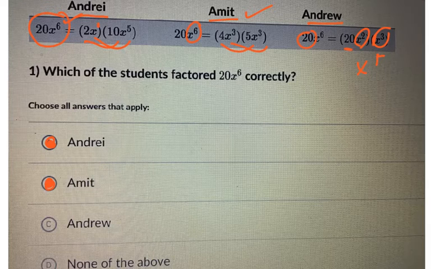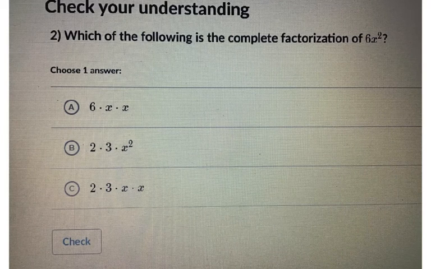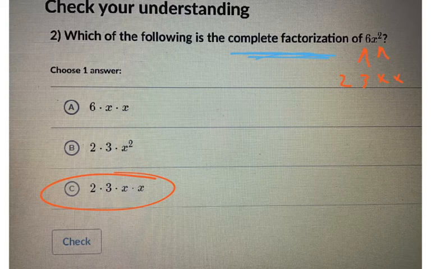But anyways, does everyone agree, unless I made a boo-boo here, both Andre and Ahmet are right. I would click check, and it will confirm whether or not I'm right or wrong. Here's another check for understanding in the notes. This one wants the complete factorization. What that means is you're going to break it down completely. So the 6, I hope you agree, is 2 times 3. The x^2 is x times x. So the complete factorization, as you can see right there, is C. And then you click check to confirm that you're right.